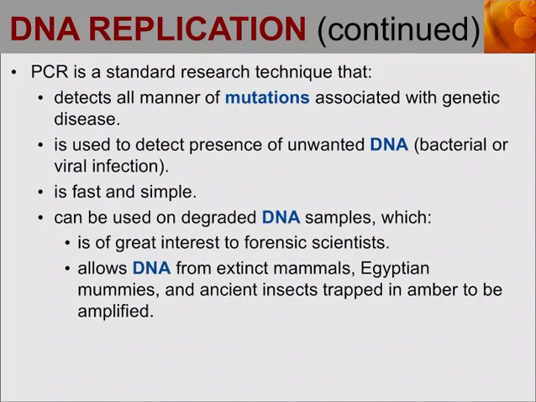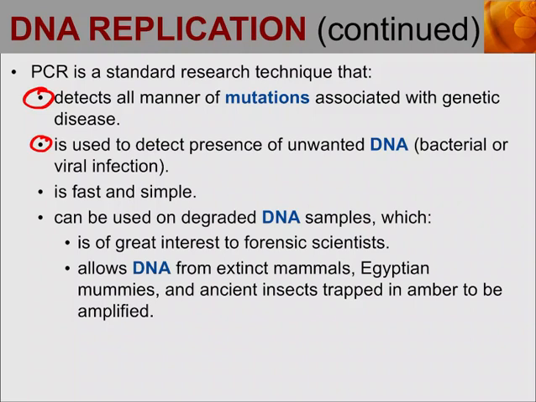You can also use PCR to detect mutations associated with a genetic disease. You could also use it to detect the presence of unwanted DNA, which could be bacterial or viral. PCR is really quick and simple to do. What's also great is that you can use it on DNA samples that might have degraded. So again, forensics uses PCR quite a bit.